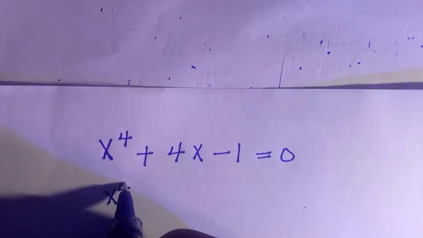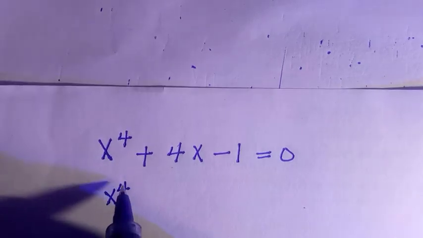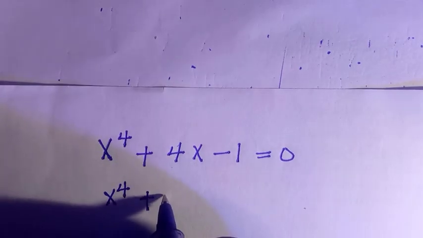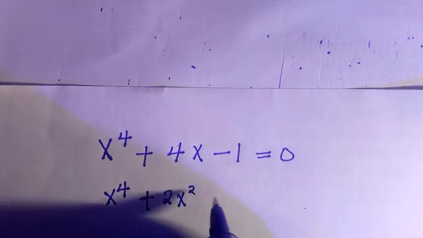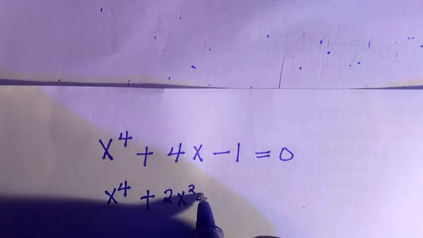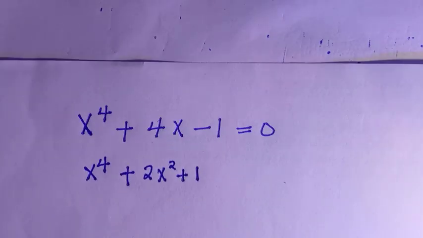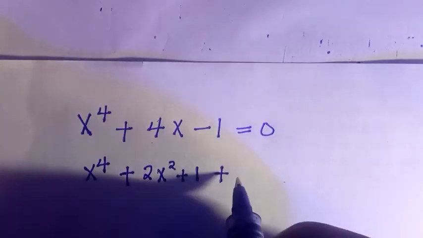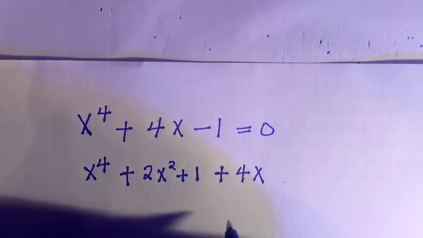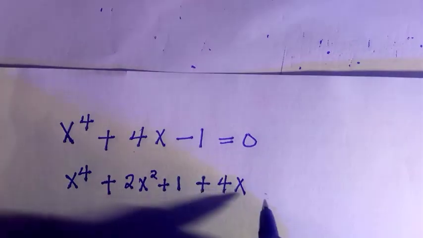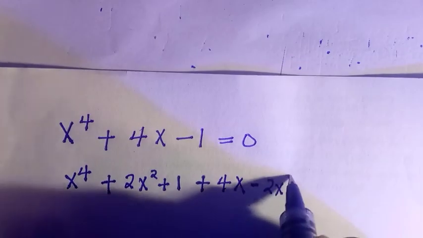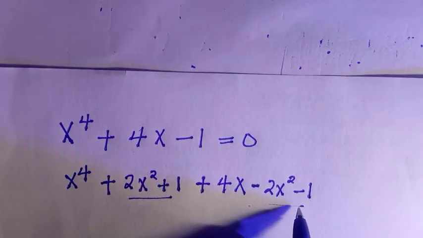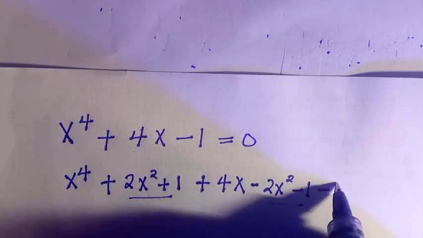If we are given x raised to power of 4, I will do little manipulations by adding 2x raised to power of 2 plus 1, and I will still subtract it. So I added it to this x raised to power 4, and I'm going to write plus 4x, and I will still subtract 2x squared minus 1 from it. By doing that, we are still coming back to the first given problem. So that is this and this, so they are going to eliminate each other.